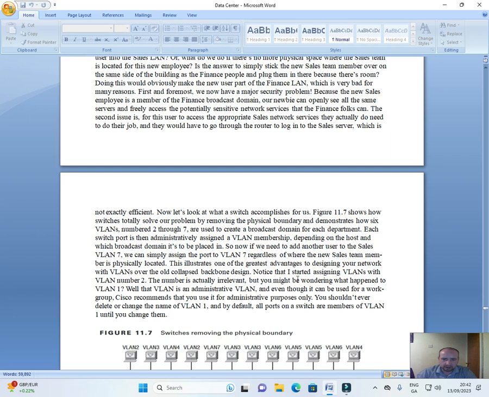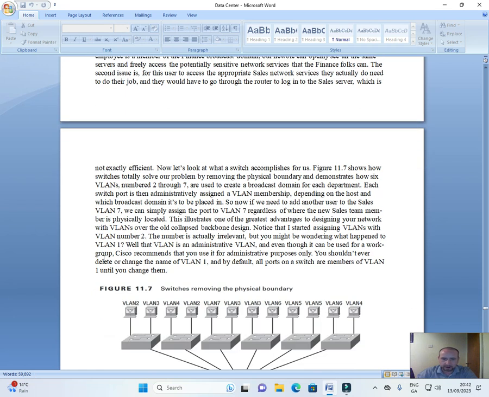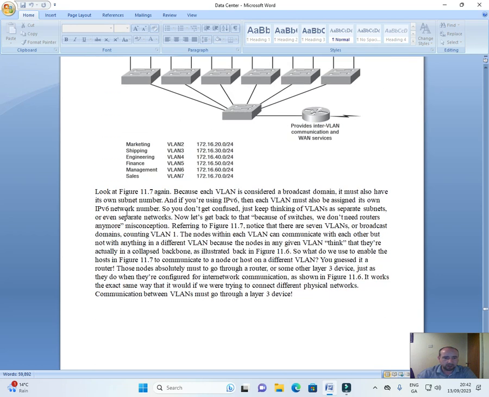Now notice that I started assigning VLANs with VLAN 2. The number is actually irrelevant, but you might be wondering what happened to VLAN 1. Well, that VLAN is an administrative VLAN, and even though it can be used for a workgroup, Cisco recommends that you use it for administrative purposes only. You shouldn't ever delete or change the name of VLAN 1, and by default all ports on the switch are members of VLAN 1 until you change them.